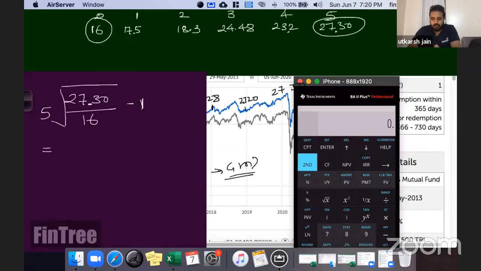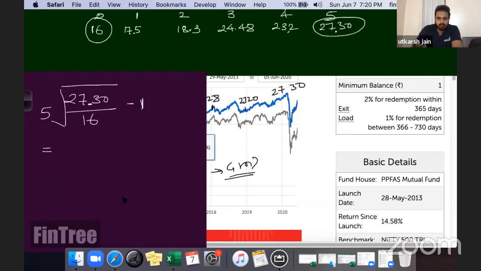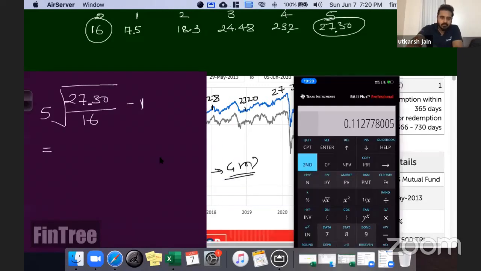So first I'm going to divide that 27.30 divided by 16. And we want fifth root. So this time I'm just going to say directly raised to 0.2. Fifth root is nothing but raised to 0.2, minus 1. And when I do that, I'm getting the answer as 0.1127, and this is nothing but 11.27%. This is one way.